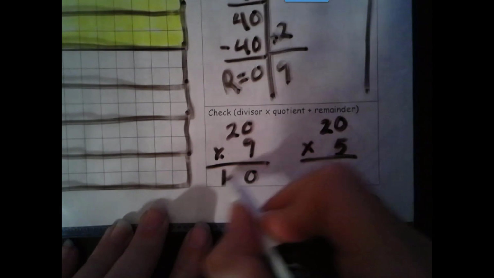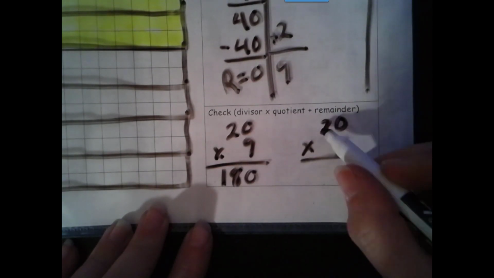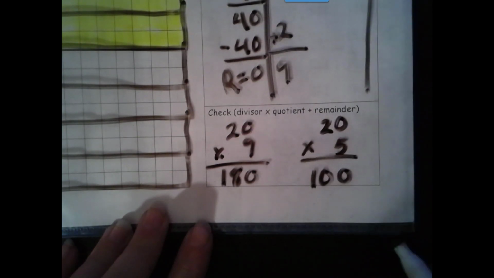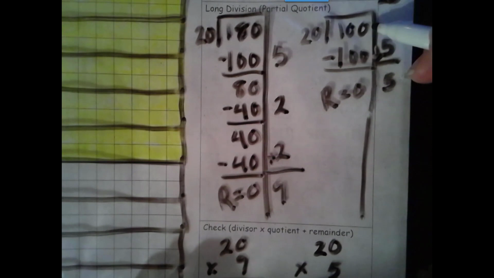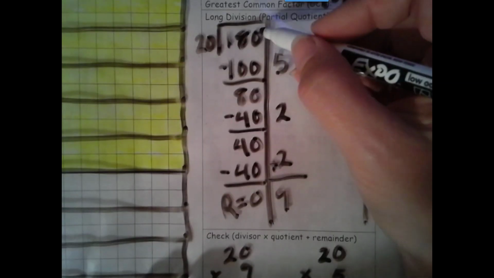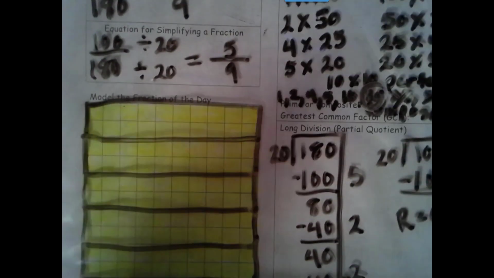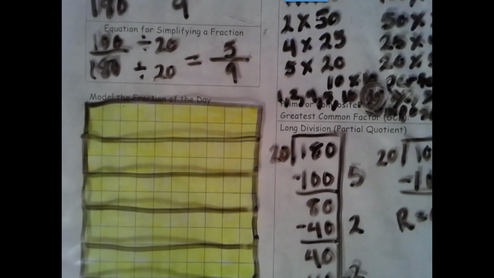9 groups of 0 is 0. 9 groups of 2 tens is 18 tens. 5 groups of 0 is 0. 5 groups of 2 tens is 10 tens. So 100, that matches our dividend up here. That checks. 180, that matches our dividend up here. So that checks. So our numerator is definitely 5, and our denominator is definitely 9.